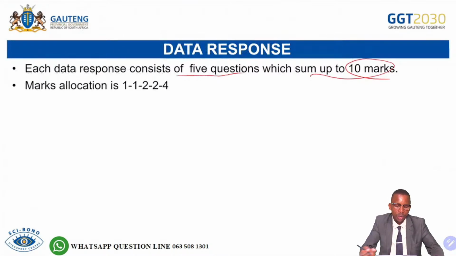Then the marks allocation is 1, 1, 2, 2, 4, which means the first answer will be lower order, 1 mark. The second answer, lower order, 1 mark. You can either identify the answer from the given data, or the answer is just simple in a way that there is no need for you to identify it, but you will always remember.